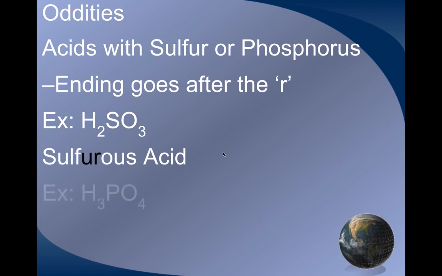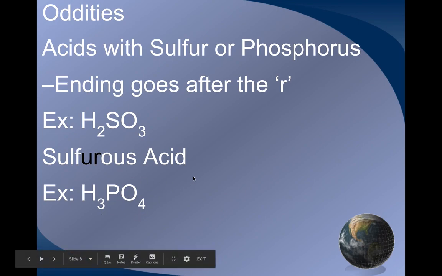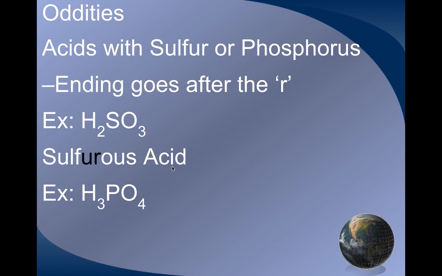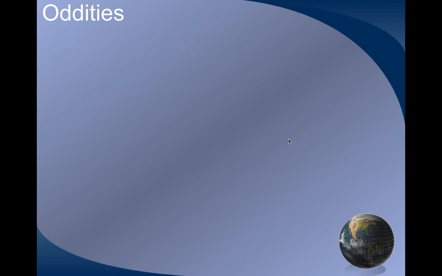Same thing with phosphorus. We have H3PO4. Phosphate wouldn't become phosphic. Phosphic acid sounds weird, so it's phosphoric acid. Put the ending after the R. This is only for acids with sulfur and phosphorus.